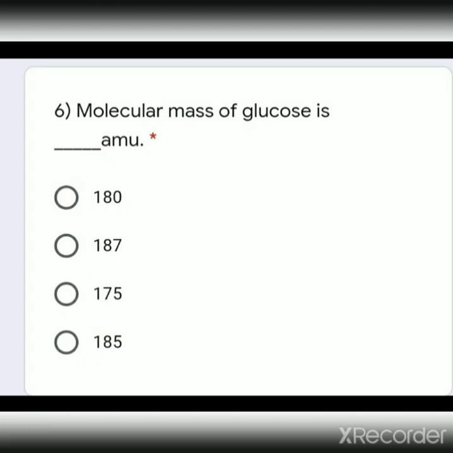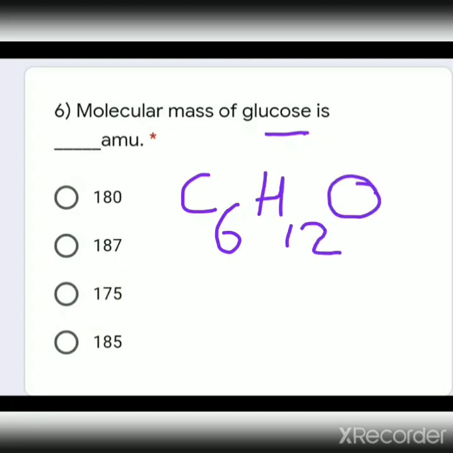Molecular mass of glucose is dash AMU. So the values are given here. You need to find out the molecular mass. So how do we find out the molecular mass? Before finding out the molecular mass, you should know the molecular formula for glucose. It is a familiar compound for all, that is C6H12O6. So you need to calculate the molecular mass, that is the mass of 6 carbon plus mass of 12 hydrogen plus mass of 6 oxygen. When you do the sum, you will get the answer, that is 180.